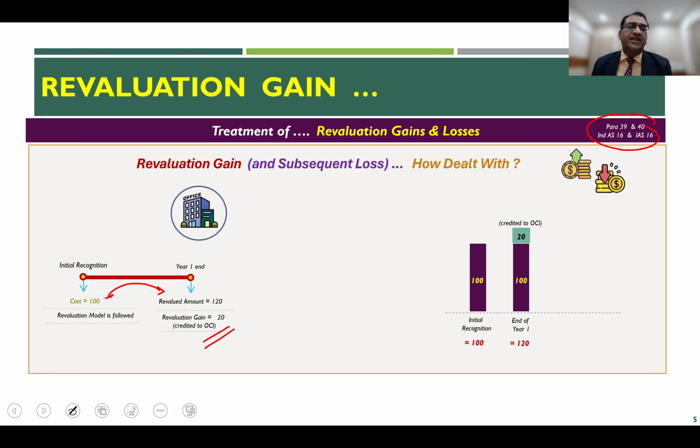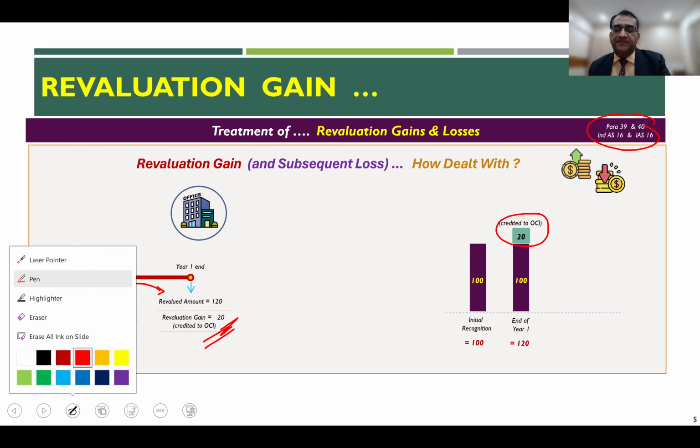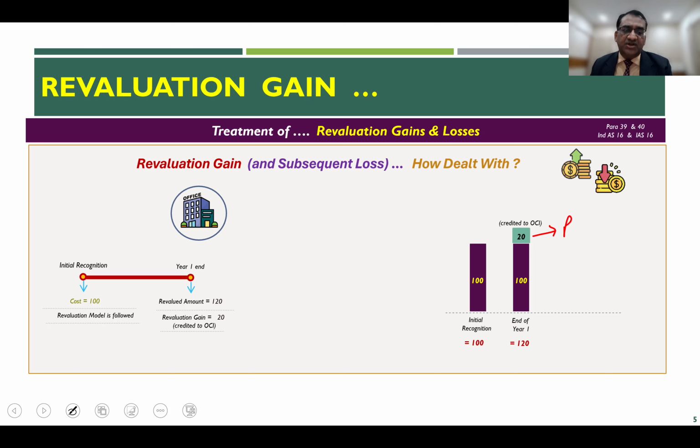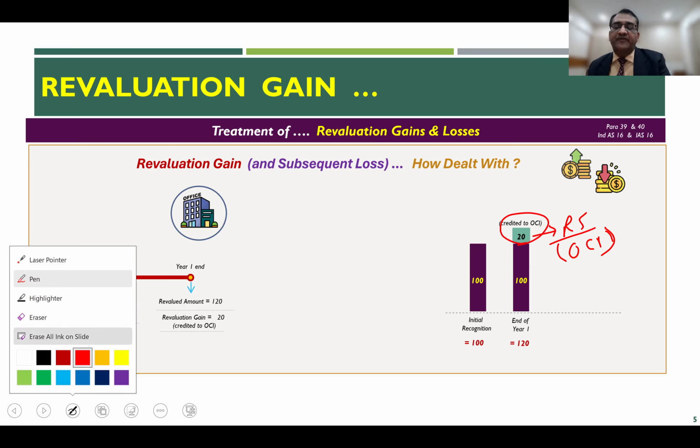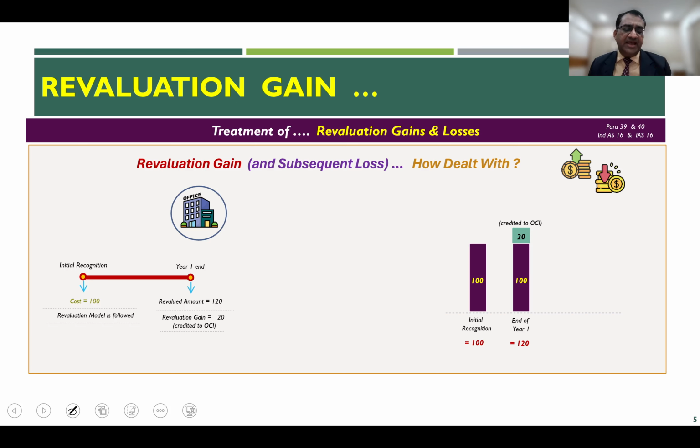Paragraphs 39 and 40 say that the initial revaluation gain of 20 rupees gets recorded to the credit of OCI. That means you will record a revaluation surplus, and this revaluation surplus is accumulated under other comprehensive income. This amount does not directly go to the profit and loss account. It is not allowed to go to the profit and loss account. Rather, it gets accumulated in other comprehensive income, OCI. Now your carrying amount of the asset has increased from 100 to 120 at the end of year number 1.